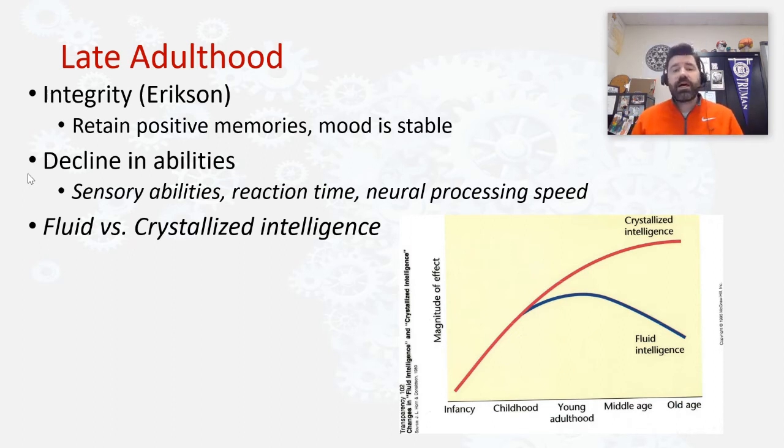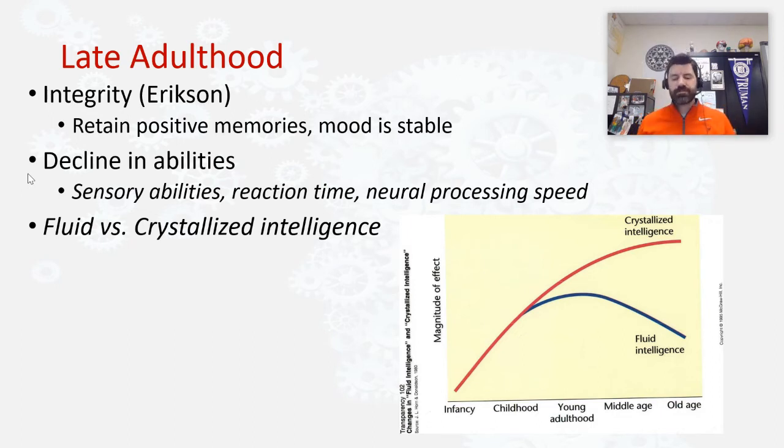We do see a decline in different physical abilities, right? Sensory reaction times, things like our vision, things like our hearing, this all tends to decline. How quickly we can respond tends to decline. It's one reason why people who are in this stage are second only to teenagers when it comes to car accidents and driving automobiles.